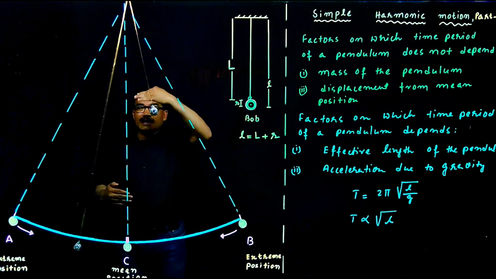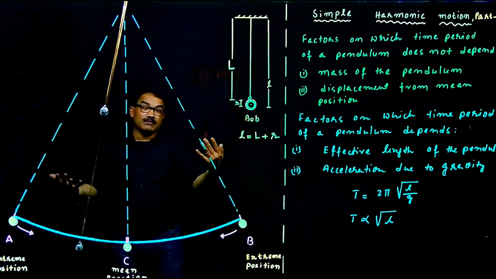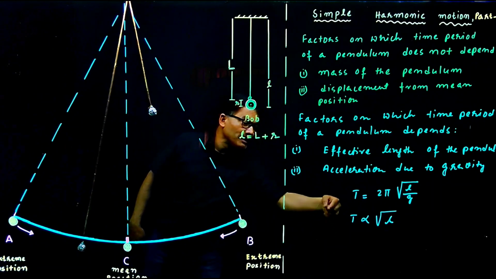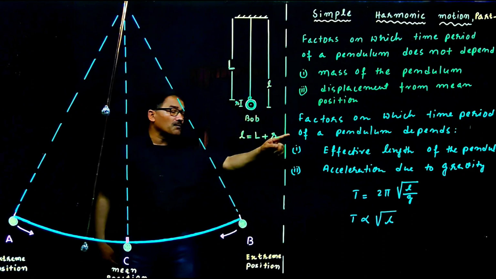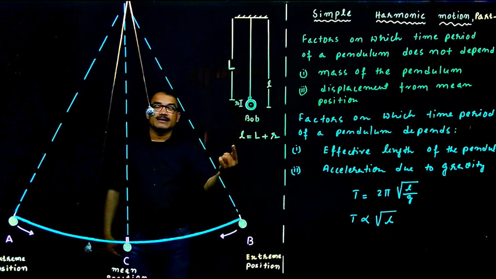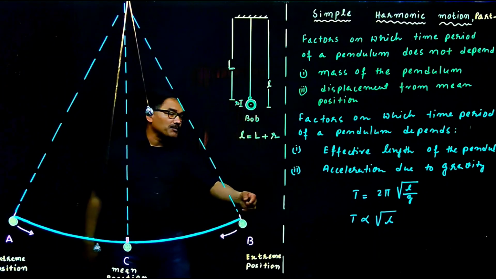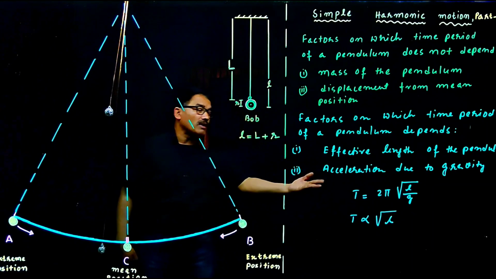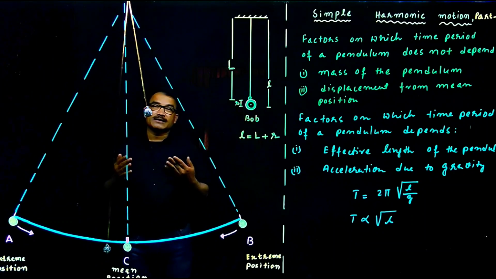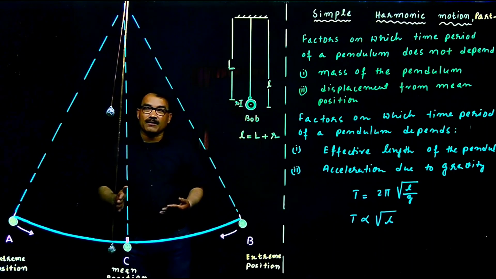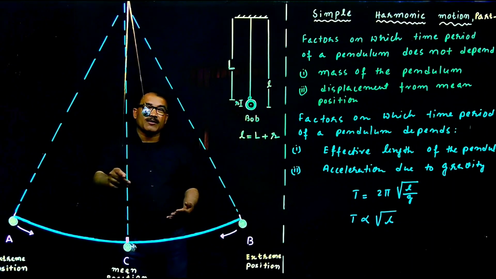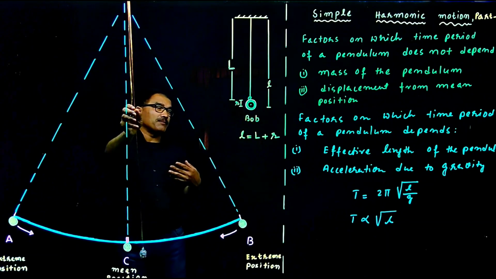If I increase the length of the pendulum by 4 times, then the time period will be increased by square root of 4, that is 2 times. If I increase the length of the pendulum 9 times, then the time period will be increased by square root of 9, that means 3 times. So this is the effect of the effective length of a pendulum on its time period.